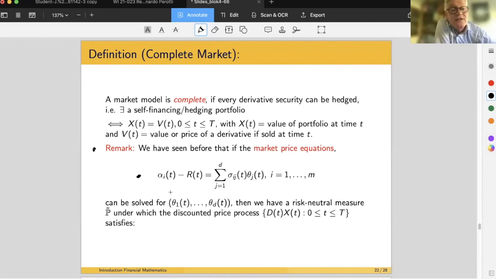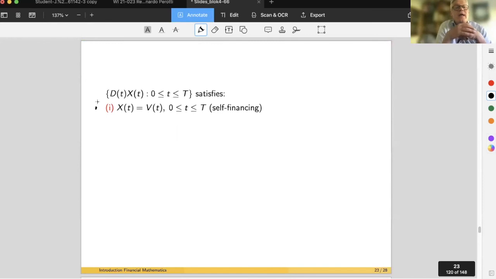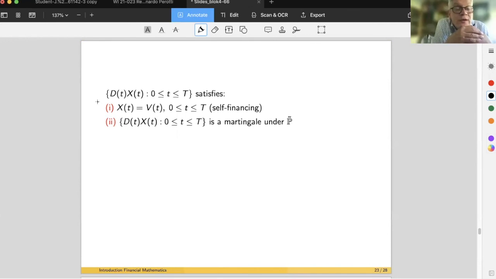If this solution can be established, then we have a risk-neutral measure, P tilde, and under this risk-neutral measure, the discounted price process, D(t)X(t), for little t between 0 and capital T, satisfies, first of all, that at any time it is self-financing, so the portfolio process is equal to the option value. Secondly, the discounted portfolio process for all the contract time is a martingale under P tilde.